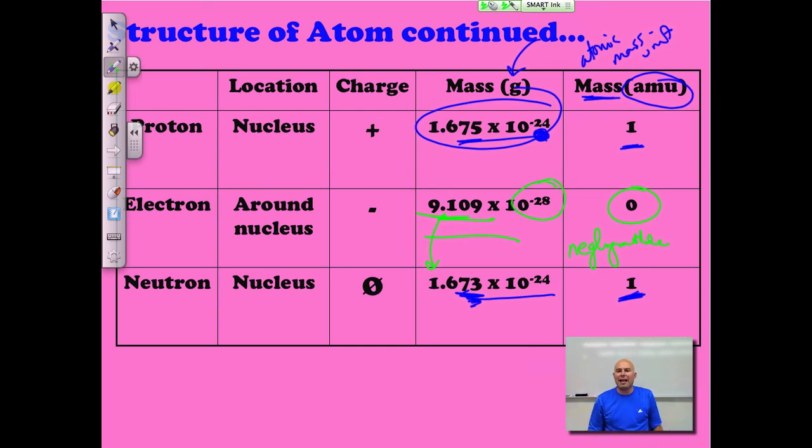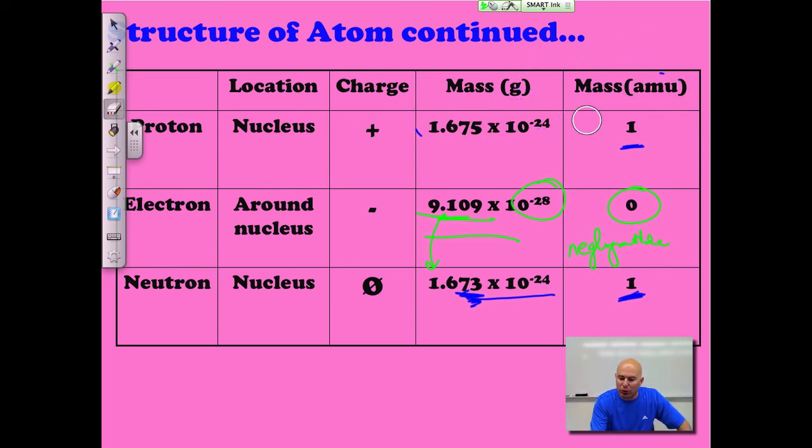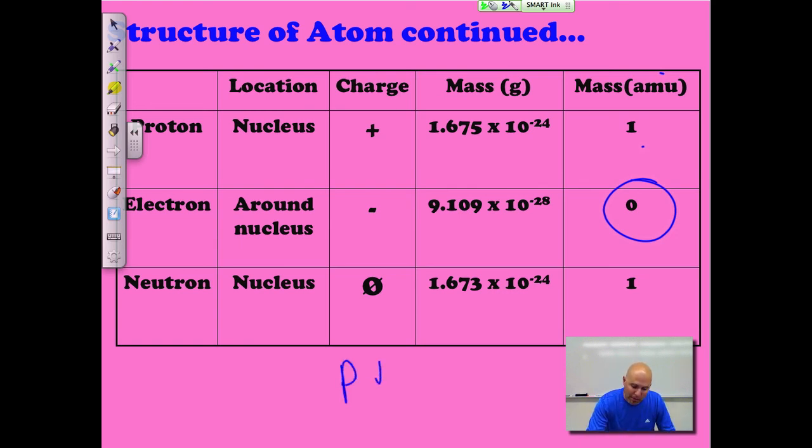Since it's times 10 to the negative 28, you're dealing with 4 more moves of your decimal, so it is so much smaller. Protons have a mass of 1, neutrons have a mass of 1, and electrons we're going to say have a mass of 0. They do have a mass, it is important to remember, but it's negligible. So when we talk about the mass of an atom, we ignore the electrons. It's just the protons plus the neutrons that equals the mass of the atom.